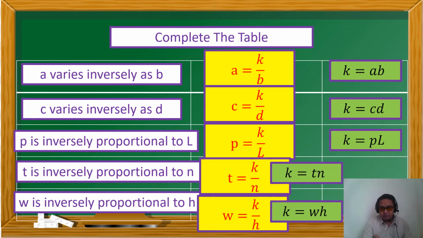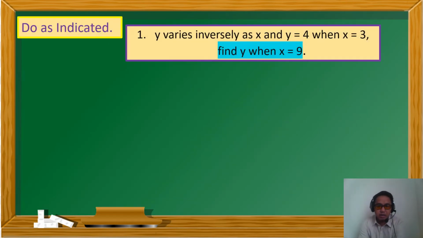Kailangan alam natin magsulat in mathematical sentence, finding the K. Para pagdating sa problem, basic na lang. Multiplication and division na lang ang ating gagawin. Okay, do as indicated. If y varies inversely as x and y is equal to 4 when x is equal to 3, find y when x is equal to 9.